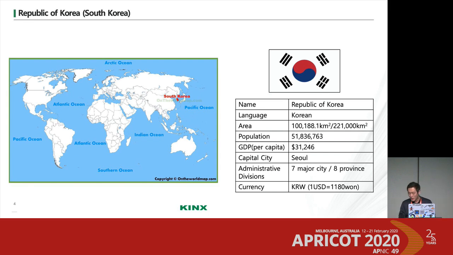So Korea, you can find it on the world map there, the red dot. It's a small country. You can find it in between Japan and China, Hong Kong. The size of the area is considerably small compared to the population in Korea. We have seven major cities with Seoul as the capital city, and eight provinces. Although it is a small country, Korea seems to be one of the most advanced countries in terms of internet and technology. Also, the penetration of internet use is very high, as I will tell you in later slides.